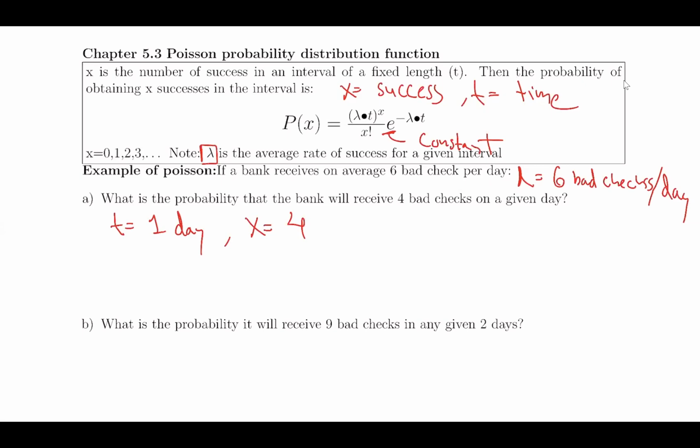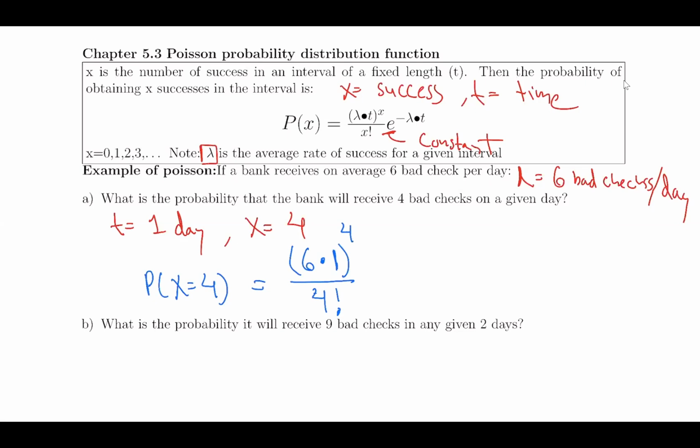All right, so we're going to substitute into our formula for the Poisson distribution. P of X equal to 4 is equal to lambda, which is 6, multiplied by T, which is 1, all to the X power, which is 4, then divided by x, which is 4 factorial. All right. Any questions so far? Did I lose anyone?